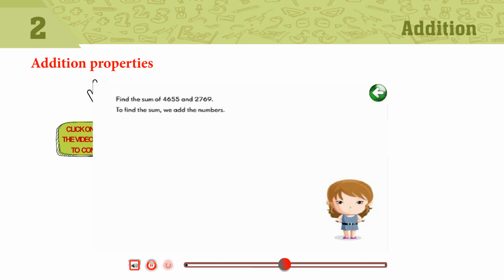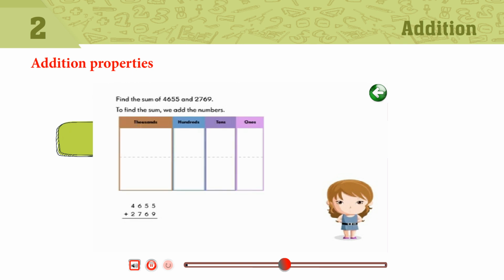Addition property. Let's look at this problem to find the sum. We add the numbers. We can represent the problem this way. Let's use a place value chart to help us add. Let's put the correct number of base 10 blocks into the place value chart.